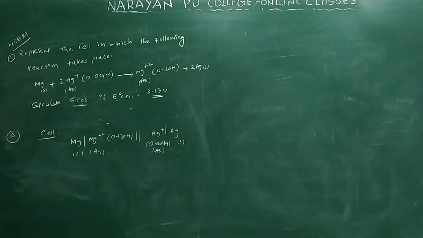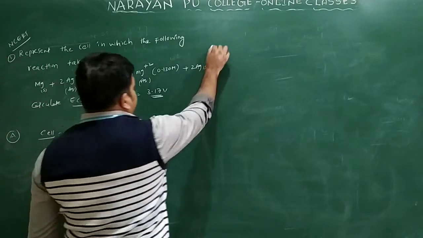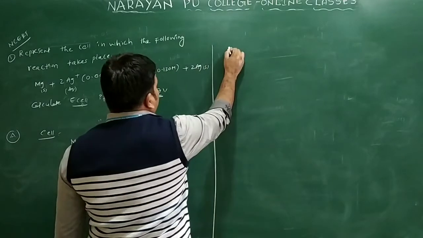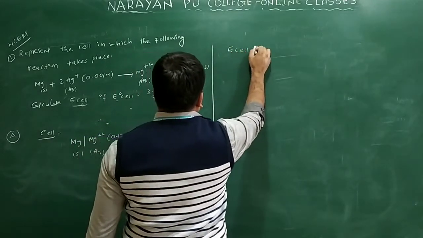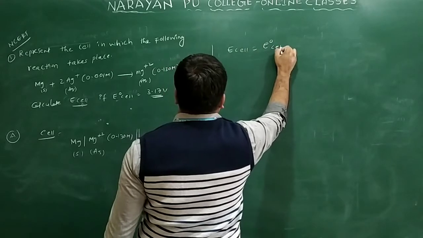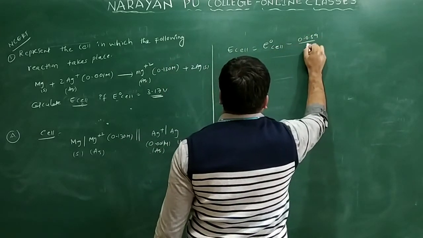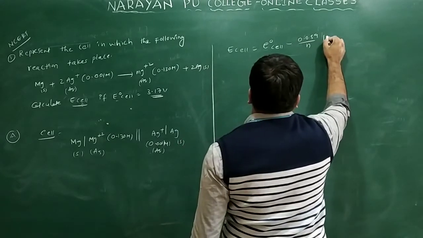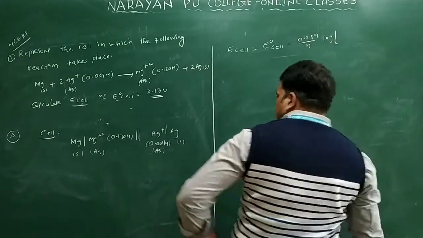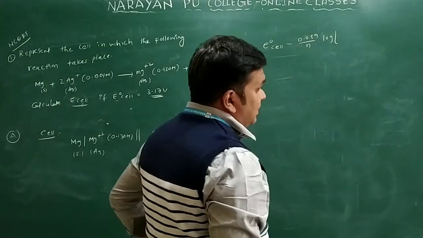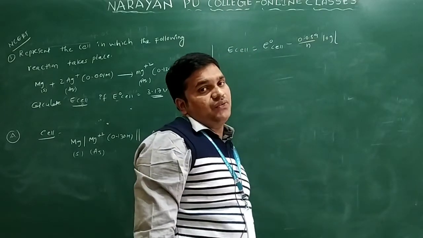We have to find out the E cell for the reaction only. What is the formula we have? E cell is equal to E naught cell minus 0.059 by n into log. Log of what you can write? Concentration of the product by the concentration of the reactant you can write.